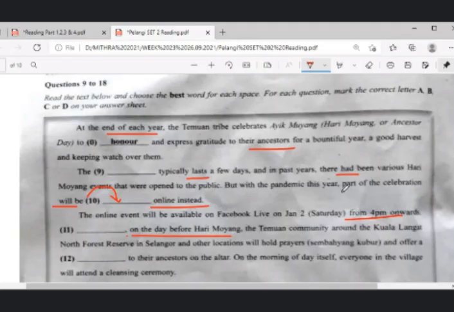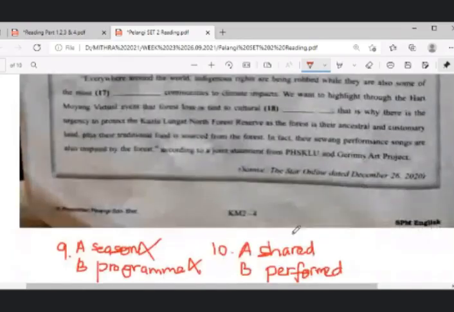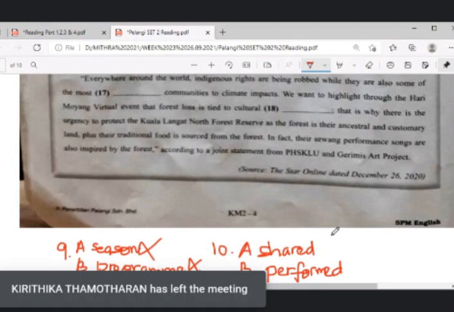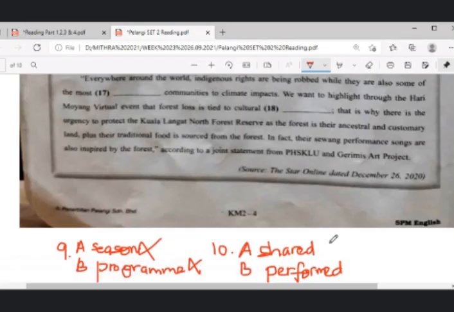But with the pandemic this year, part of the celebration will be performed online. Do you think that people can go there and they can perform? Will be performed. It is not like they will be performing. You can share ideas like now, online. But it is not like you can actually dance. You are actually sharing your dance, sharing your activities. It is not like you are performing. You can only perform live. You see how you get trapped. You can perform live.